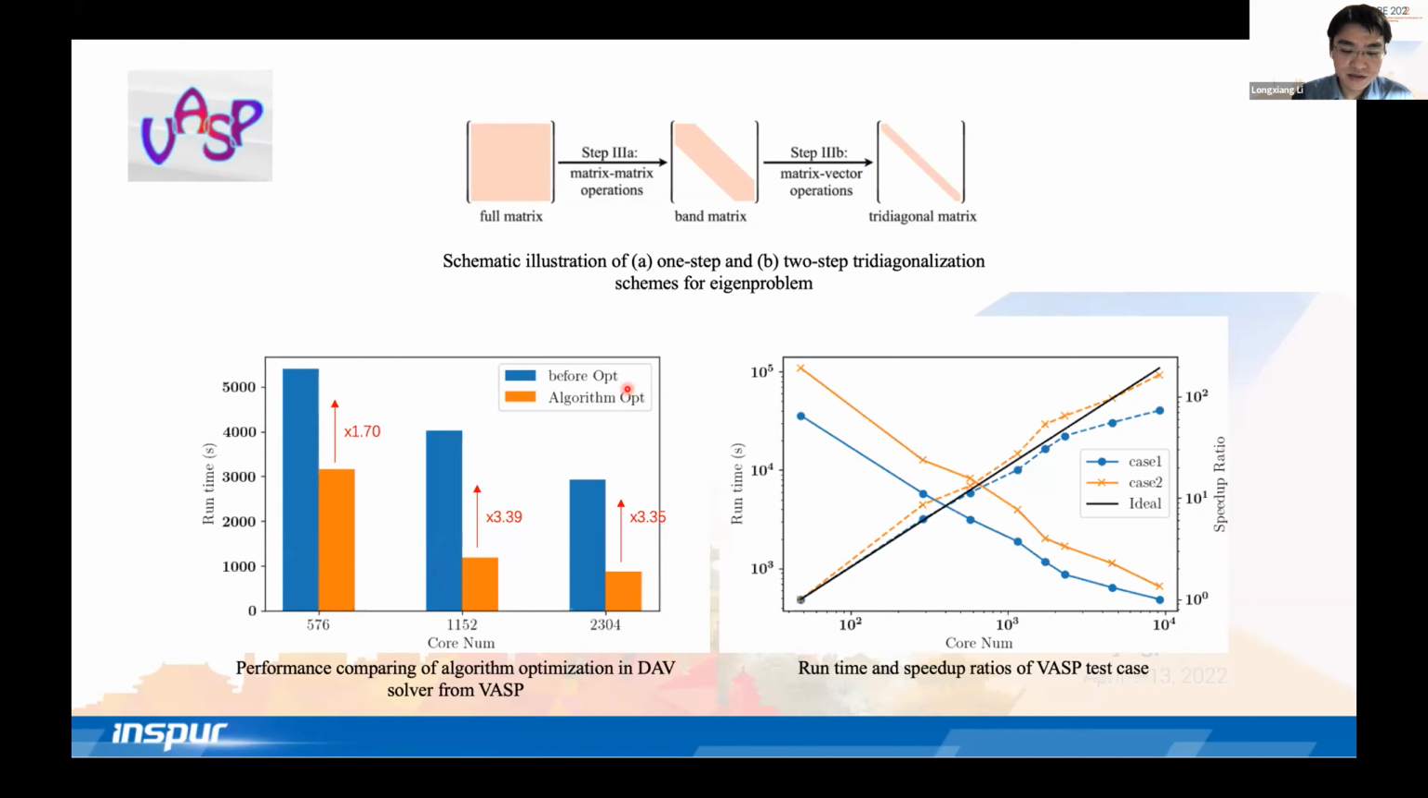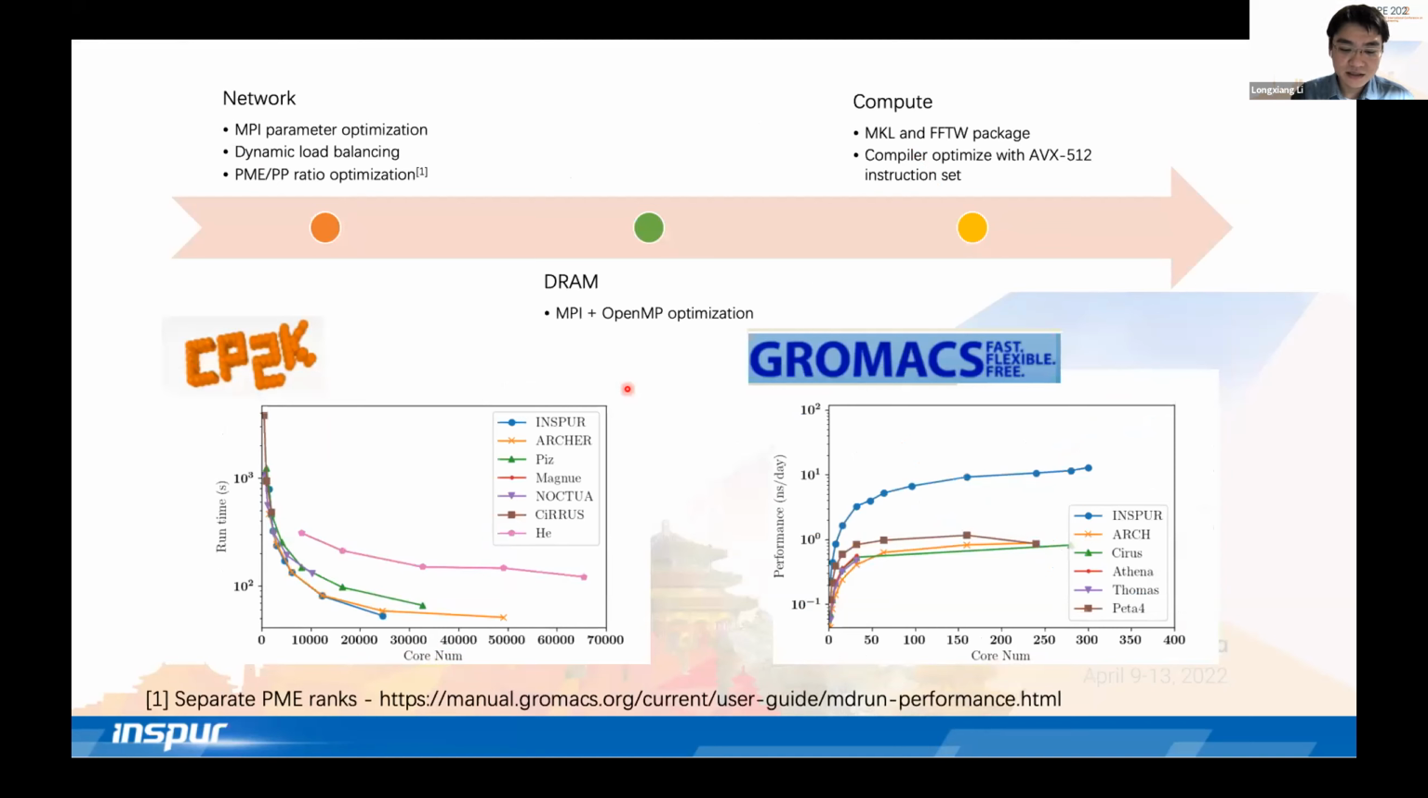After all the optimization, the parallel scalability of VASP can reach 10,000 cores, and the speedup ratio could keep increasing. For GROMACS and CP2K, we have the same optimization steps. In the CPU optimization, we also use some high performance math libraries, such as FFTW and MKL. To show the optimization result, we compared the performance of the same test case in GROMACS and CP2K with other supercomputing platforms. It can be seen that ours is almost the fastest among all the platforms.